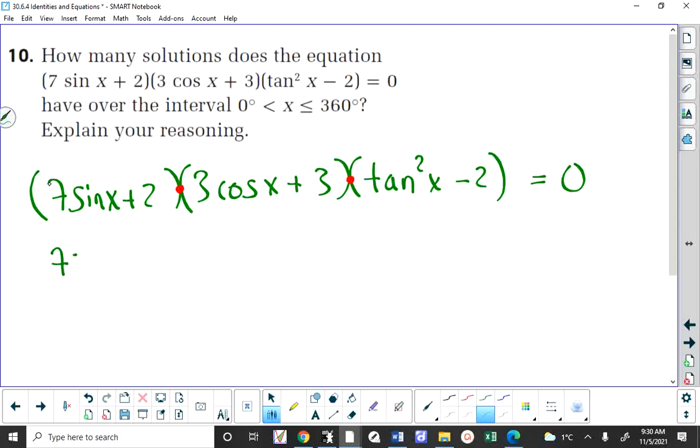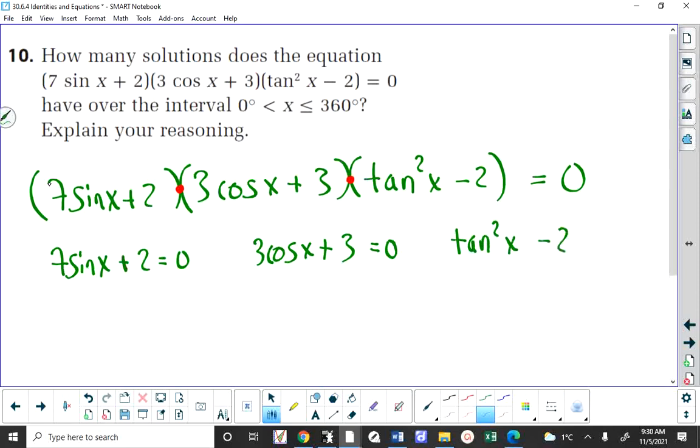We're looking at 7 sine x plus 2 equals 0. We're looking at this second equation, 3 cos x plus 3 equals 0. And we're looking at this equation, tan squared x minus 2 equals 0. The question says, how many solutions does it have? And I suppose we could solve this, but I'm going to tell you that I don't want us to solve it because I can change the question so you can't solve it. Okay? You'll see how that will work in a second.